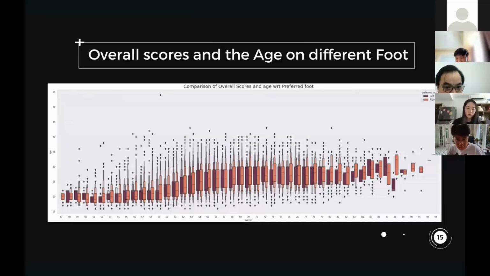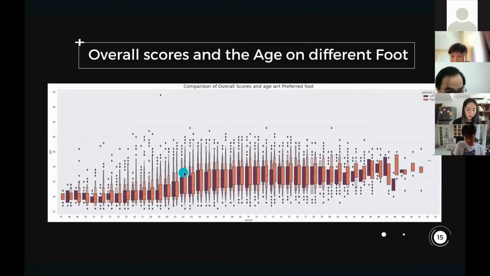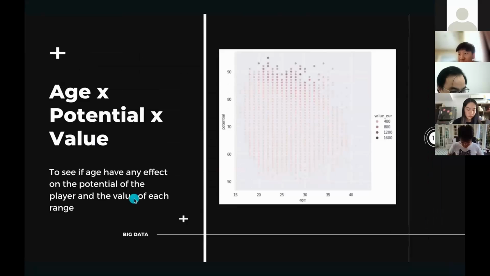And this is a visualization comparing overall score to the age of the player on different feet. So I want to see whether age has any effect on the overall scores. And what we can see is that players aged around 20 to 30 tend to have an overall of around 60 to 80. But when they are younger, their overalls are lower.